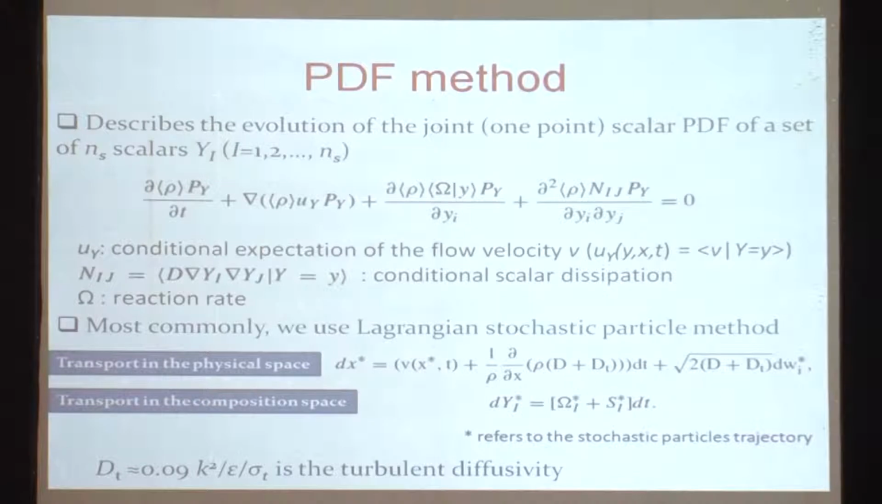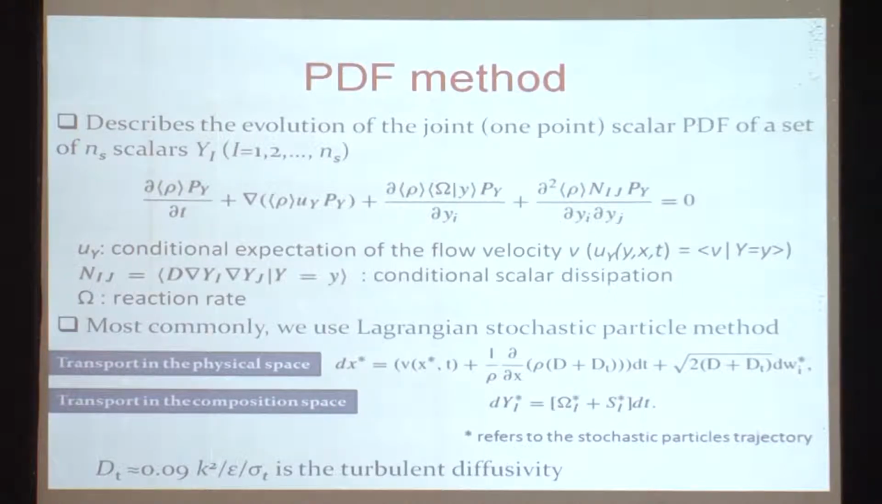So here we try to describe the evolution of the joint PDF following that equation, and then we can also solve this equation within a Lagrangian framework. In the Lagrangian framework, we solve the transport in the physical space and also the transport in the compositional space. There are several terms like the diffusivity denoted as DT, the chemical source term omega i, and the mixing operator Si. So these terms need to be modeled.